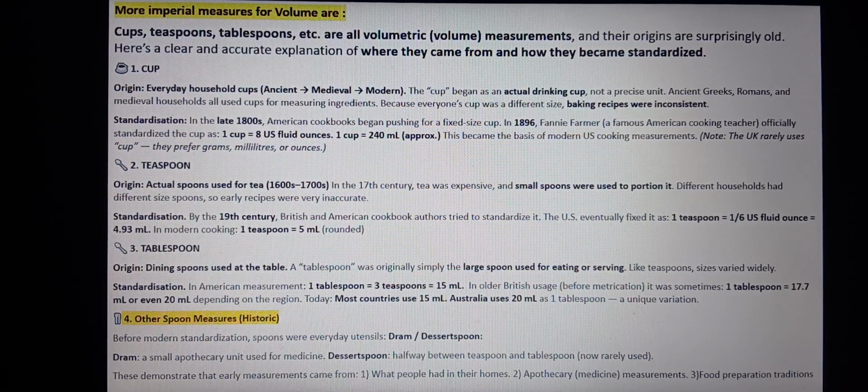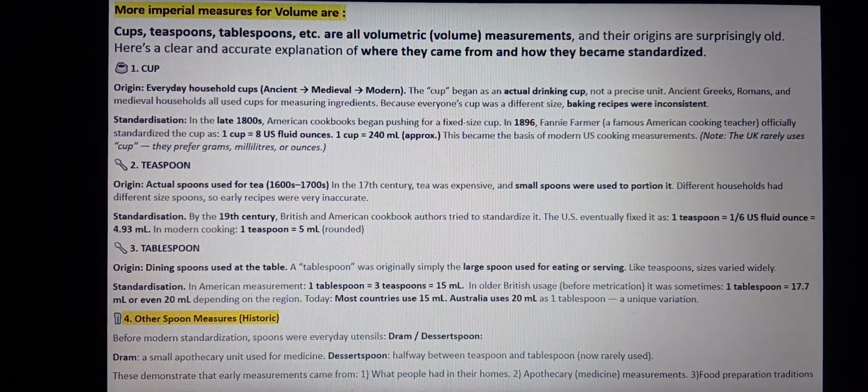Standardization came in the late 1800s. American cookbooks began publishing a fixed cup size. In 1896, Fanny Farmer, a famous American cooking teacher, officially standardized the cup: 1 cup equals 8 fluid ounces, which is equal to 240 milliliters. This became the basis of modern US cooking measurements. Note, the UK rarely uses a cup. They prefer grams, milliliters, or ounces.